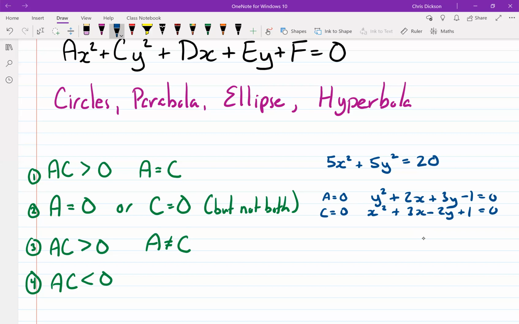And for A and C being bigger than 0, so being positive, and A not equal to C, then I guess we would have maybe 4x squared plus 10y squared equals, let's say, 20. Keep it kind of like the first one. And then for A and C less than 0, what that means is one of the numbers is positive and the other number would be negative.